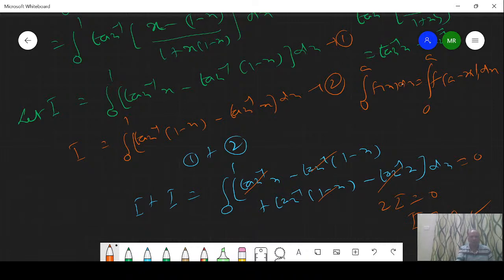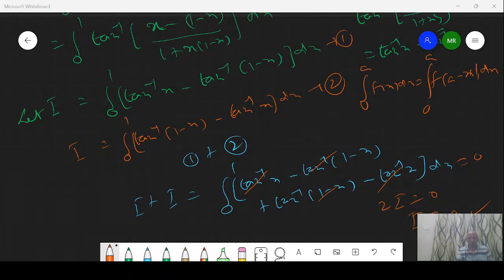I have taken this and applied the formula, then you can get I plus 1 plus 2. I plus 2i equal to 0, I equal to 0. The result will be 0 here, I equal to 0. Right, you got that I equal to 0. I hope you understood this.